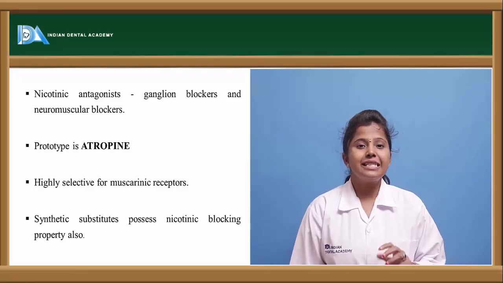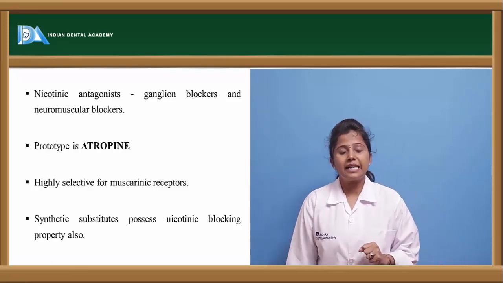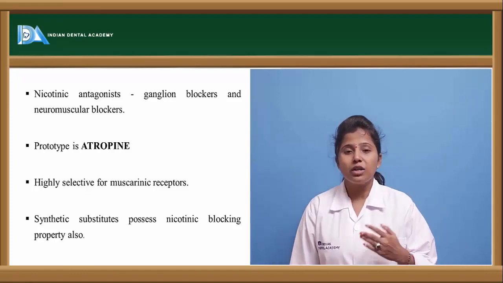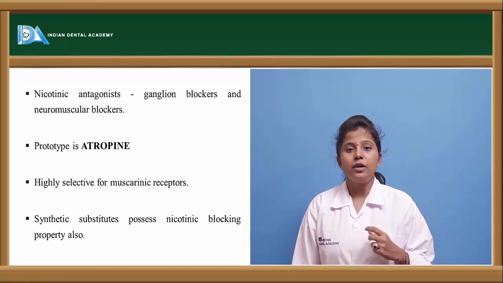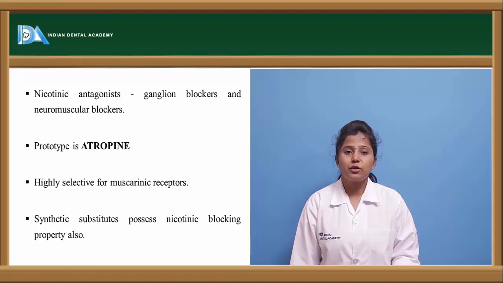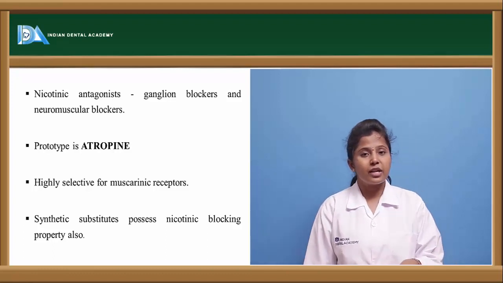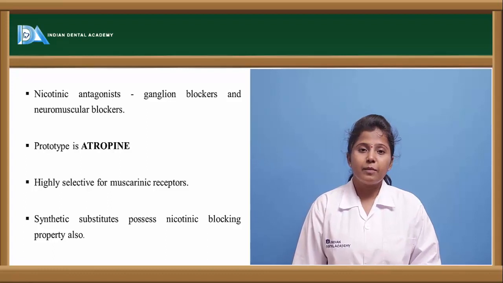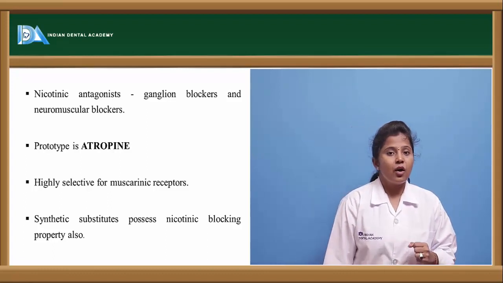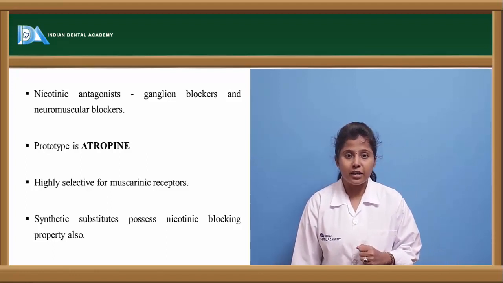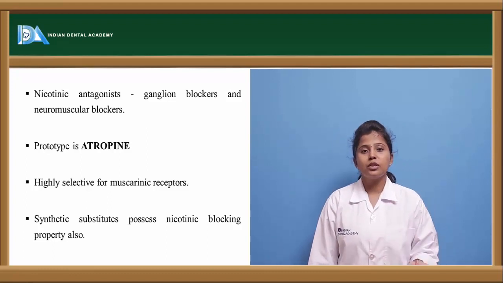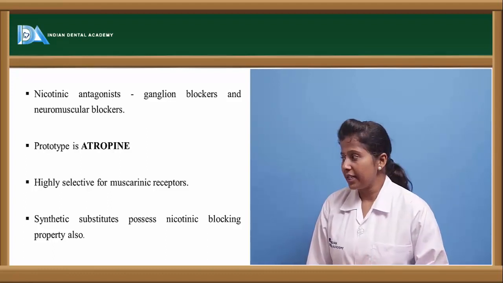Nicotinic antagonists are the category of parasympatholytic drugs which antagonize the action of acetylcholine binding to the nicotinic receptor. Cholinergic receptors, as we have discussed, are of two types, muscarinic as well as nicotinic. Acetylcholine will bind to both, but the actions exerted on blockade of these receptors are different. Nicotinic receptor antagonists block the binding of acetylcholine to the nicotinic receptors and show their action.